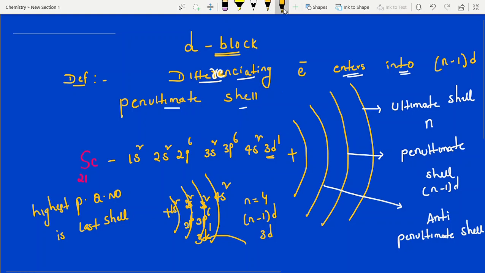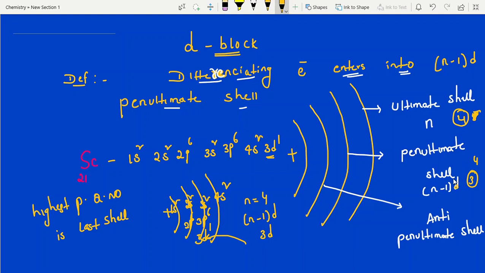See, students, suppose n equal to 4, definitely n-1 means you will get 3. So suppose here 5, this is 4, like this. Suppose 6, then 5. To understand, I am telling only these two points: if n equal to 4, the penultimate shell is definitely one number less. Like that you can understand.